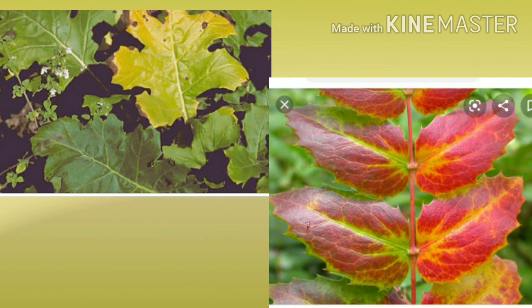You can see here in this slide the effect of abscisic acid in promoting senescence, and in the senescence condition, this is the structure seen of the leaves.